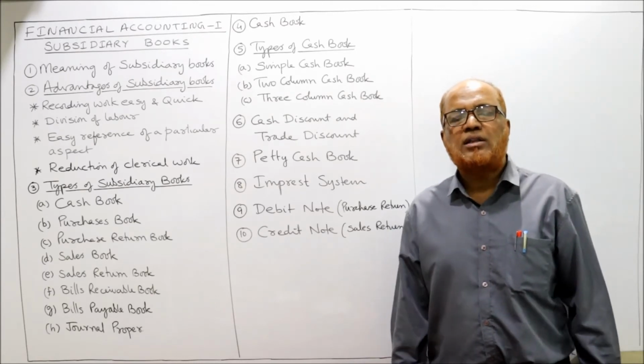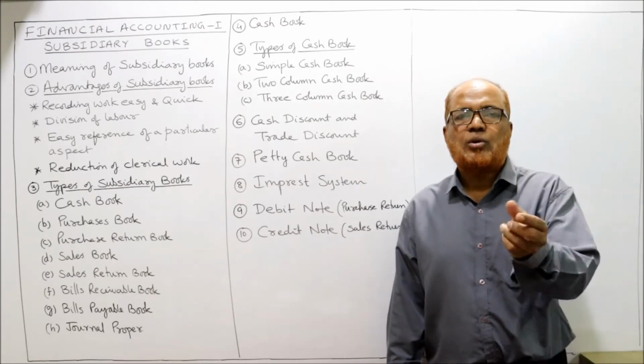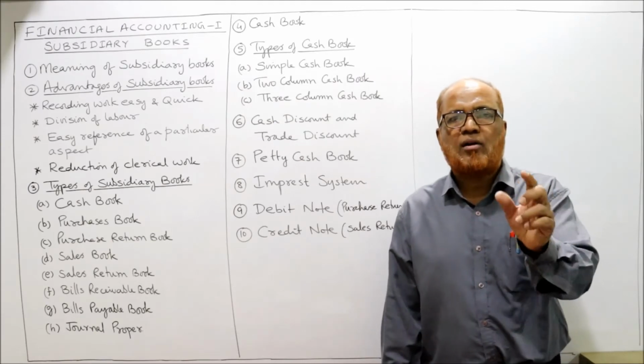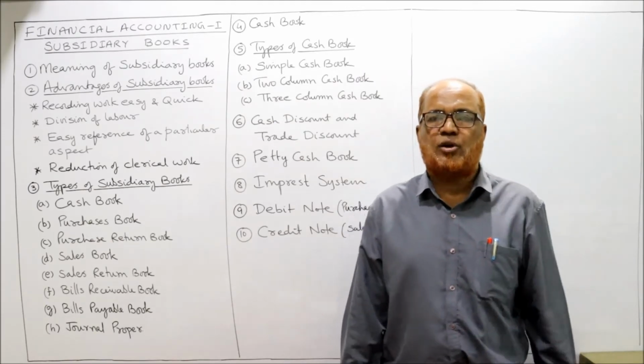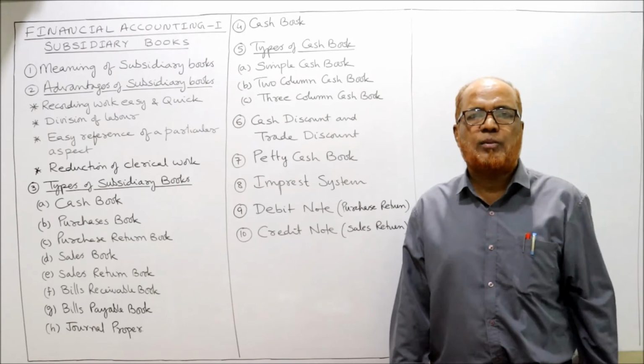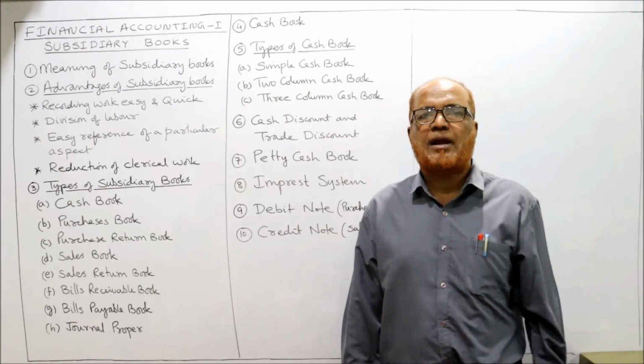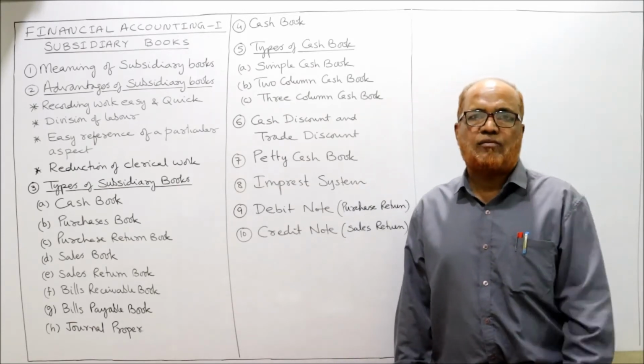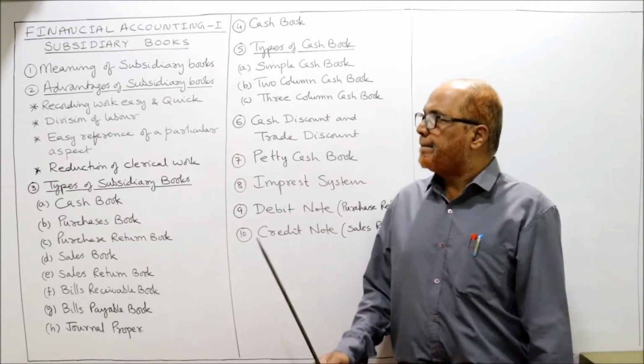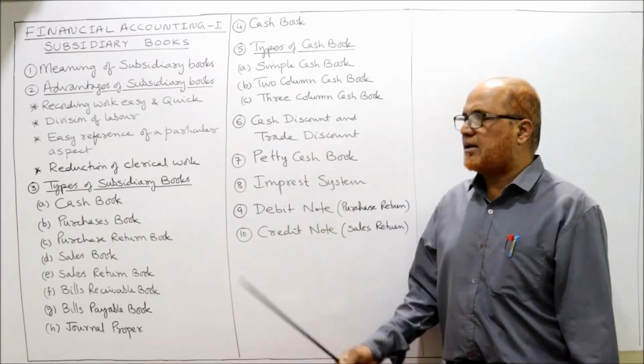That means you got the goods at 70 rupees. So you recorded 70 rupees. You won't record 100 rupees and say we got the discount 30 rupees. No, you will record at 70 rupees only. So trade discount will not be recorded, whereas cash discount will be recorded in the books. That is the difference between cash discount and trade discount.